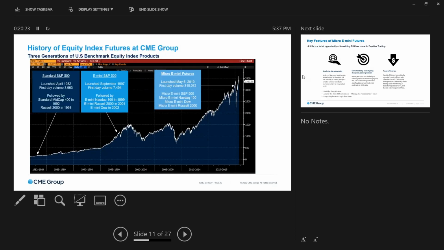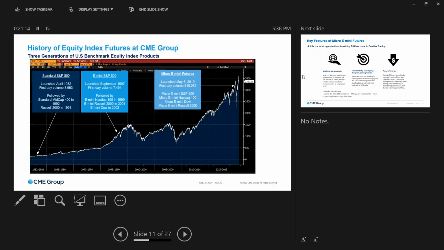To show you the history of equity index futures at CME Group, we have gone through 3 generations of US benchmark equity index products. The very first one, the standard S&P 500 index futures, was launched back in 1982, and the first day volume was a little less than 4,000 contracts. Then we launched standard mid-cap 400 and Russell 2000 futures. When we launched this first equity index future, the S&P 500, as you can see in the price graph here, was probably lower than 250. Can you imagine that? Nowadays the S&P 500 index level is almost close to 3,500.